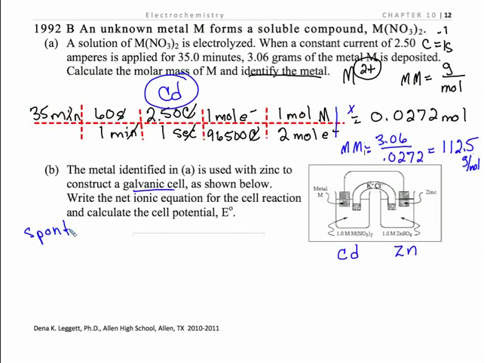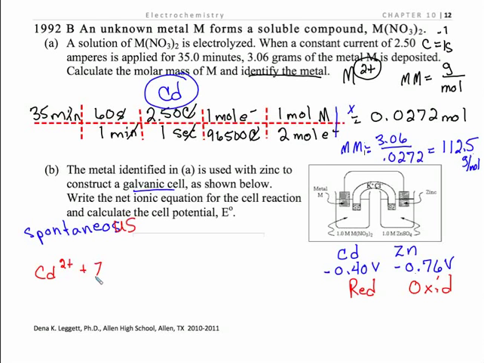You need to know that a galvanic cell is a spontaneous voltage-producing cell. Cadmium's voltage, E naught, is negative 0.40. Zinc is negative 0.76. In a spontaneous cell, you make the most positive one, I can't even spell spontaneous, sorry, I make my most positive one be my reduction, and the most negative one be my oxidation. So that means zinc is going to be oxidized, cadmium is going to be reduced. They both involve 2 electrons.